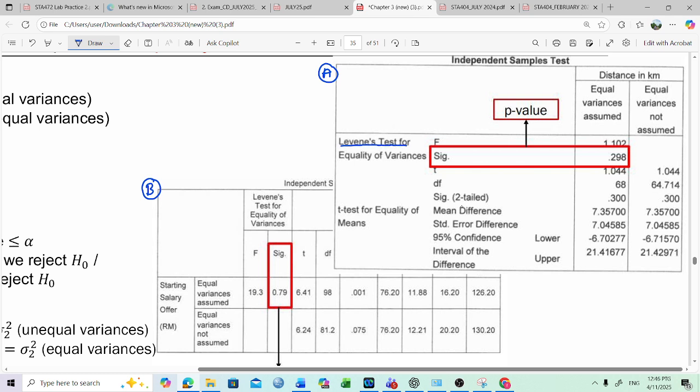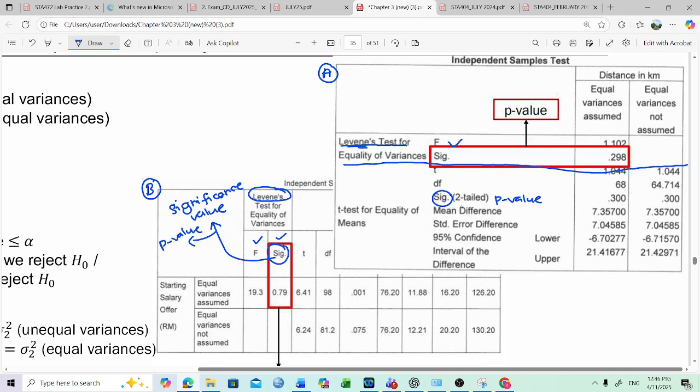Levene's test. On the Levene's test part, there are two values. We have the F value and Sig. Sig stands for significance value, which means that this is the p-value. Please be careful, because here you have another Sig, which is also a p-value. However, this one is not under Levene's. The Levene's part only has two: F and the p-value.